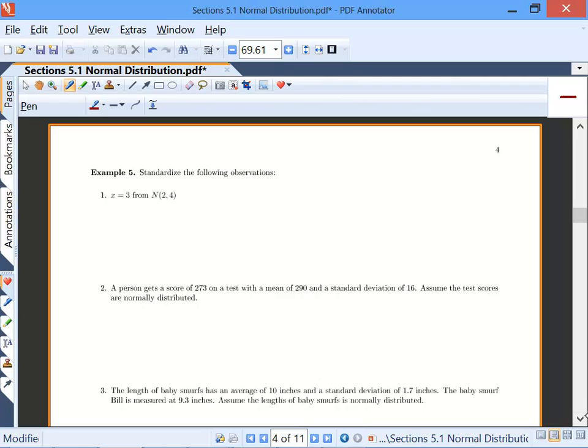So for example, we want to standardize these following observations. Let's say that x equals 3 and it comes from a normal distribution with mean of 2, variance of 4. And if my variance is 4, my standard deviation is the square root of the variance, so square root of 4 gives me 2. I guess that's slightly confusing because my mean and standard deviation will be the same thing.